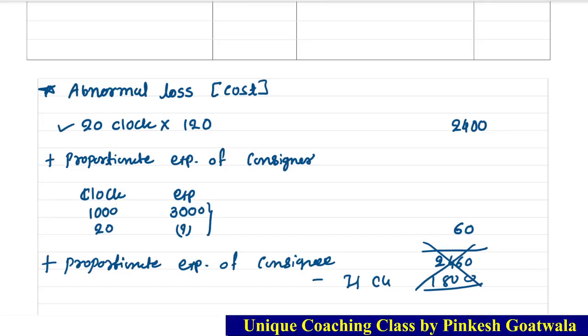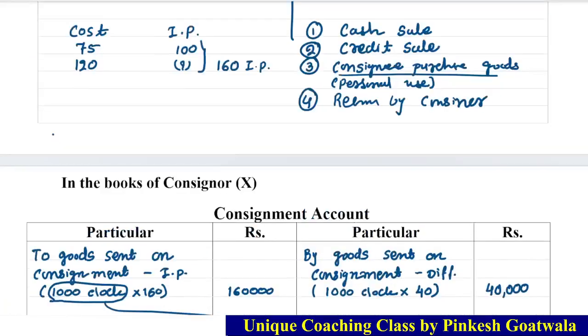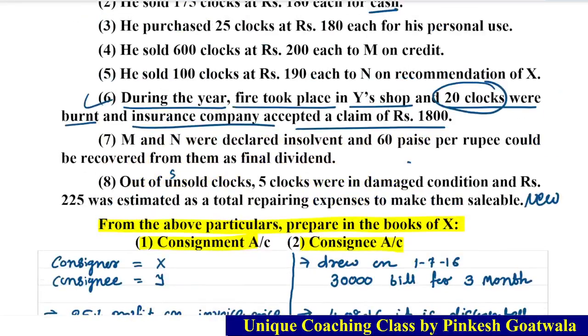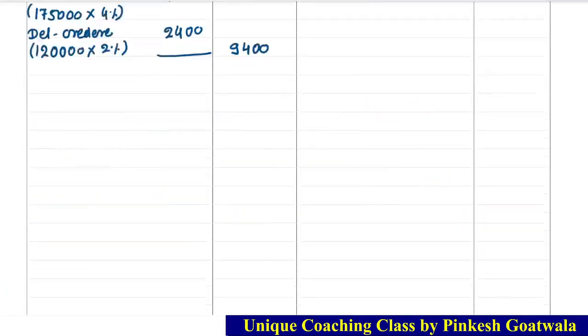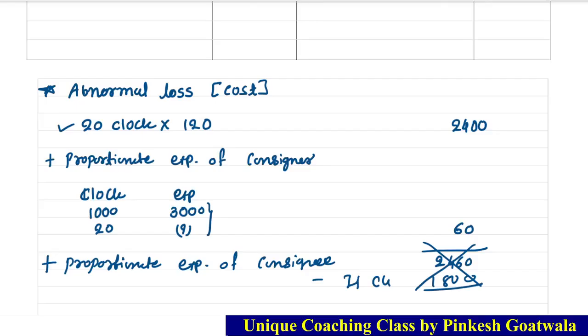In this sum, where did the fire take place? Not in transit, not on the way. Look here, in Y's shop. The fire took place in Y's shop. It means the goods were received by Y, Y took delivery, put them in the godown, and then there was a fire. So since the goods came to Y, he must have incurred expenses, right? So here we have to add the expense of the consignee also. I told you there is a new point here. This was the new point.